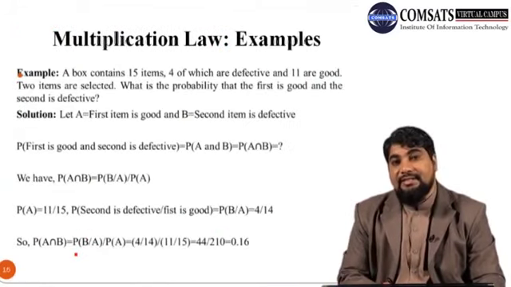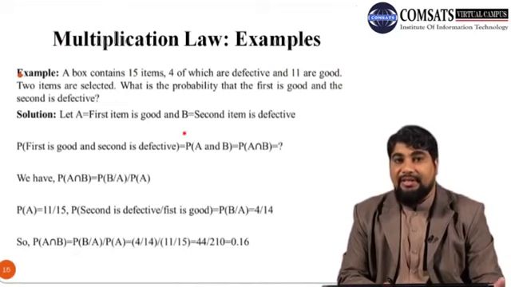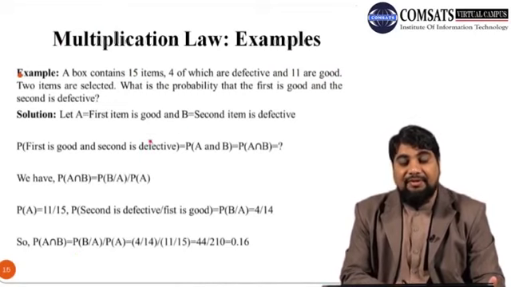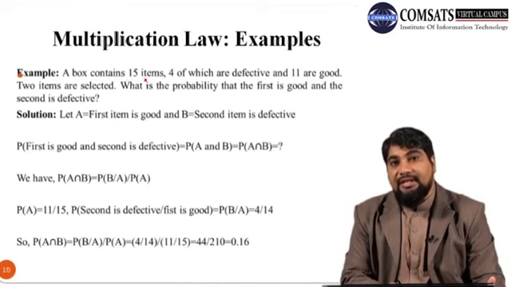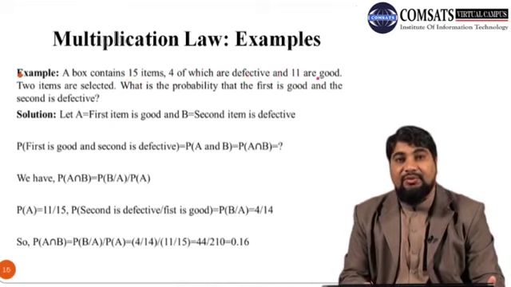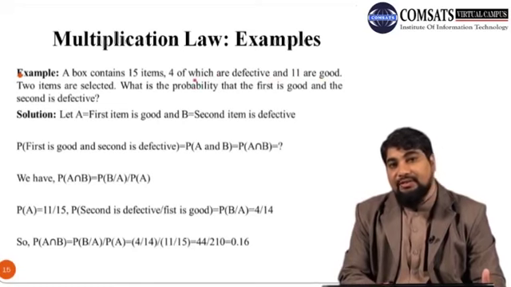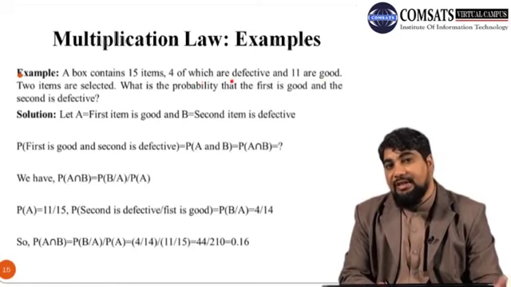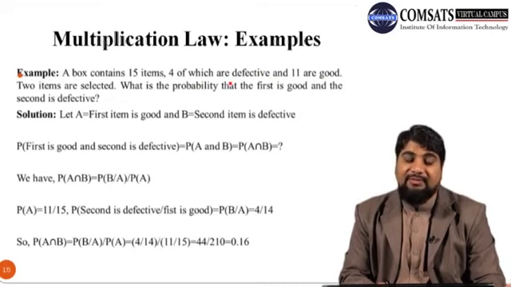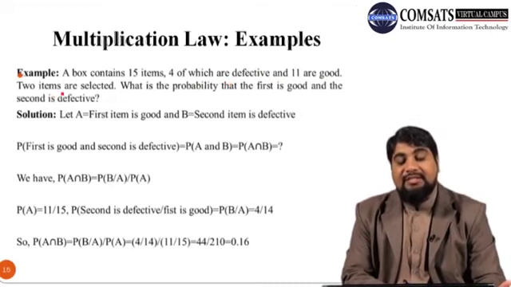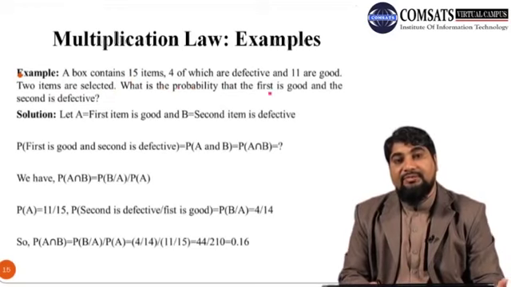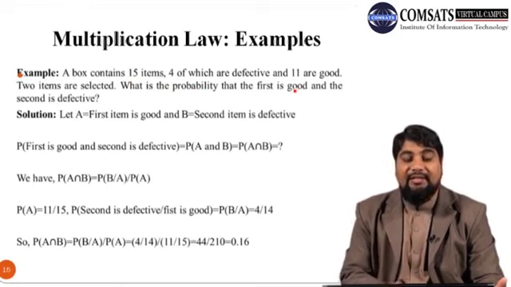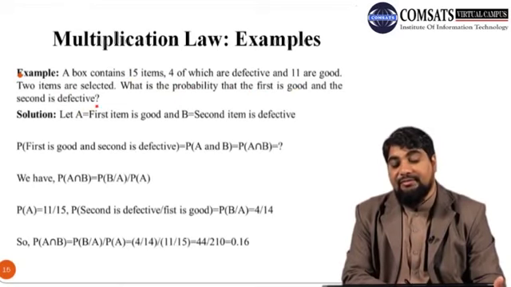So now let us discuss the examples which are related to this issue. A box contains 15 items, 4 of which are defective and 11 are good. So out of 15, 4 are defective items, and the remaining 11 are good items. Two items are selected out of 15. What is the probability that the first is good and the second is defective?